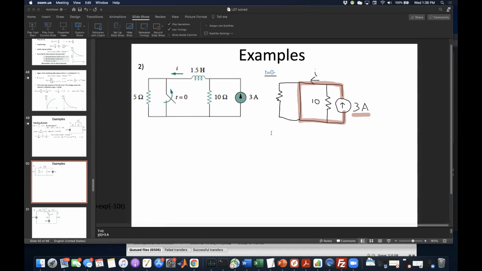Okay, so that's step 1. So now let's draw the circuit at time equals infinity. At time equals infinity, this switch will be open, so we can ignore this part of the circuit.